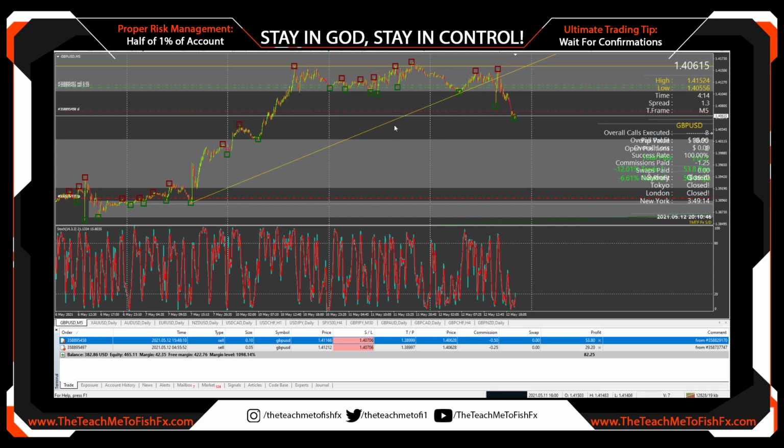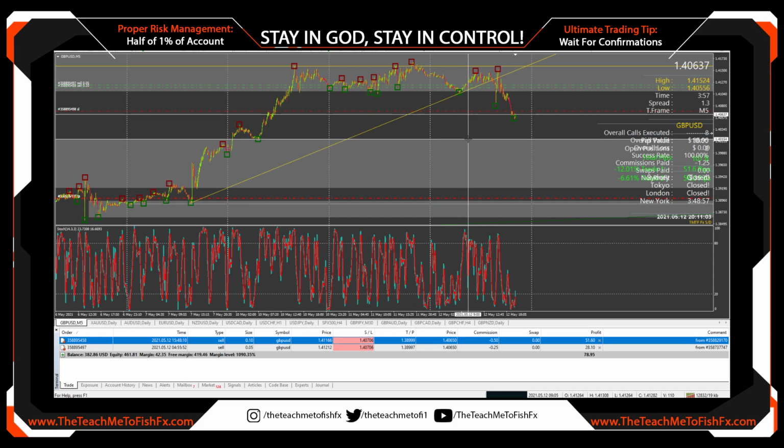I'm looking for price to at the least come down to this next daily demand area right here. Price point of 1.4015, 1.40154.